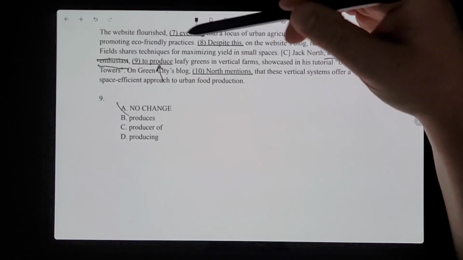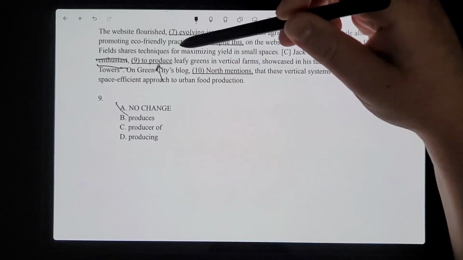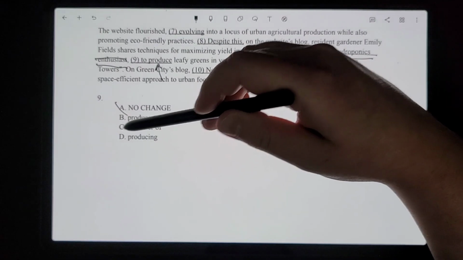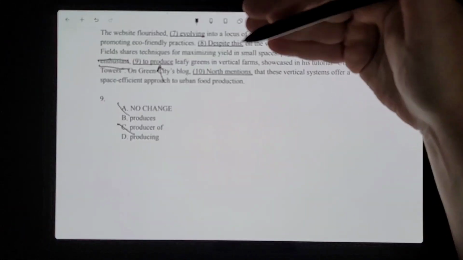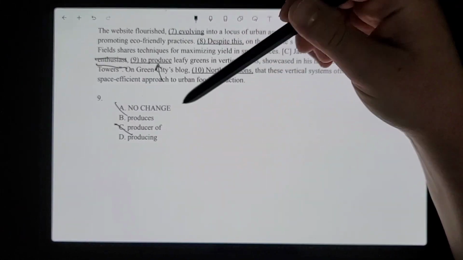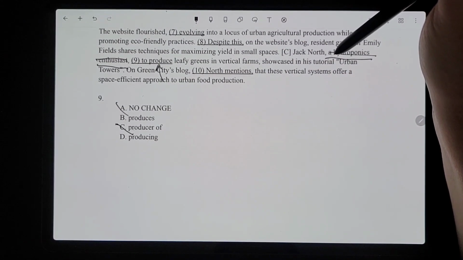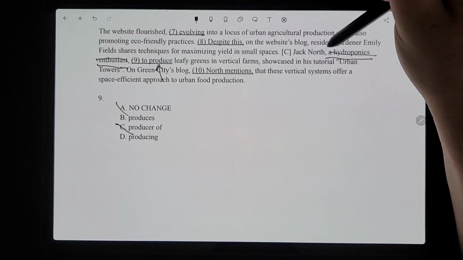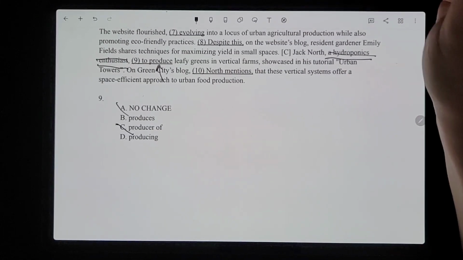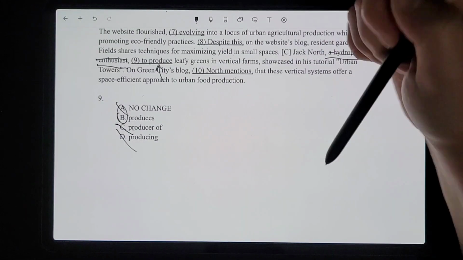We would say produces would be the one that matches. Jack North produces leafy greens, because producer would be a noun. And then we don't have a verb there to make it a complete sentence. And then producing would have to be something like is producing or something along those lines in order for it to work in the context of even just that sentence. So it can't be D, it has to be B.